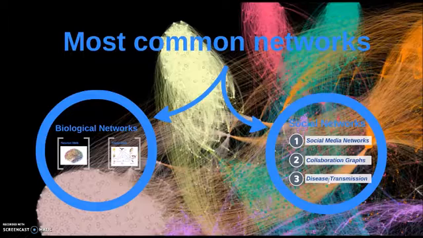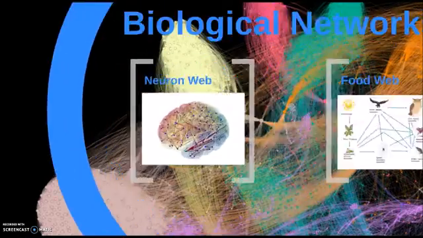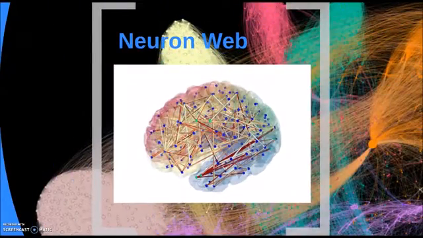The two most common networks are biological networks and social networks. When we talk about biological networks, the most famous ones are, for example, the neuron web and the food web. The biological neural network is a series of interconnected neurons in the human brain. It is the interface through which neurons interact with their neighbors, usually consisting of several axon terminals connected via synapses to dendrites on other neurons.